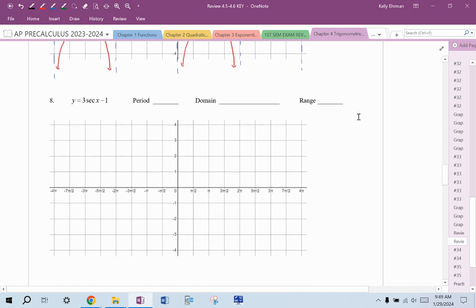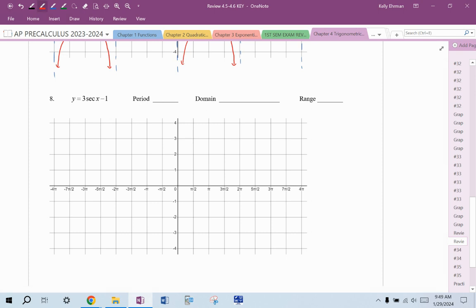Okay, number 8. So we have y equals 3 secant of x minus 1. So let's think about graphing 3 cosine x minus 1. A positive cosine graph starts at its amplitude, midline, negative amplitude, midline, amplitude. The period here is 2 pi divided by 1, so 2 pi. The midline is y equals -1.